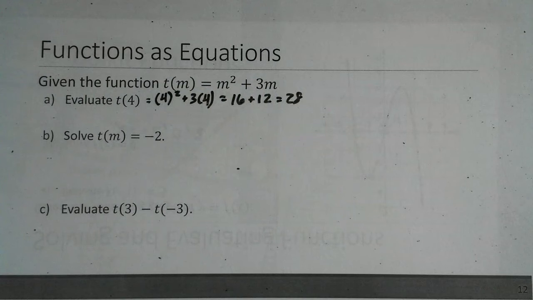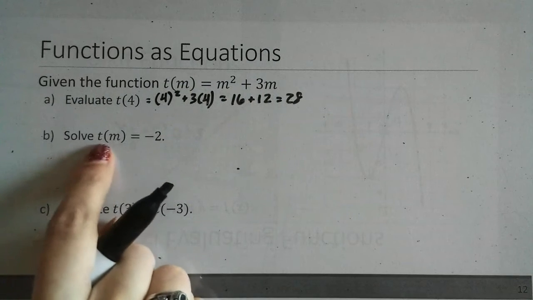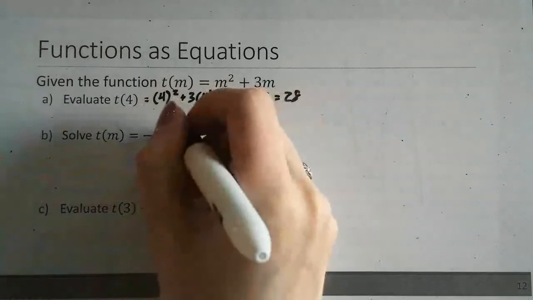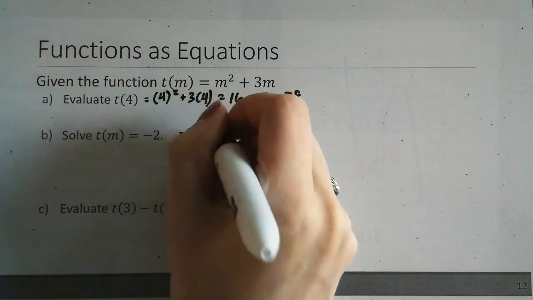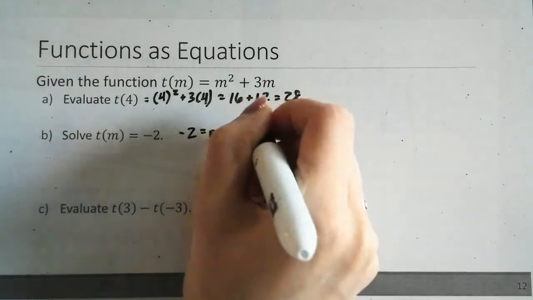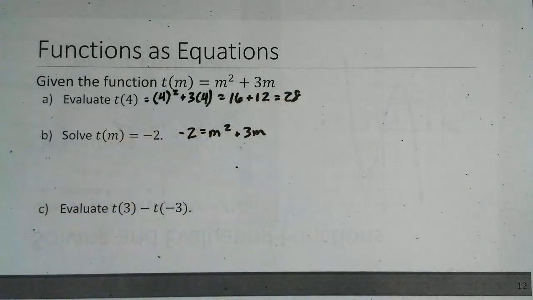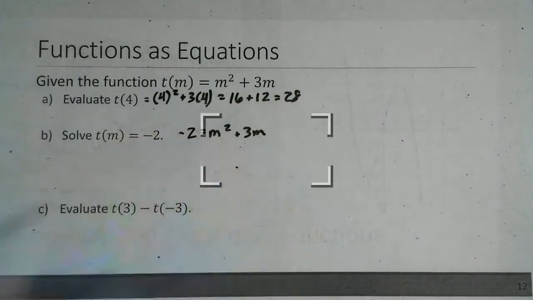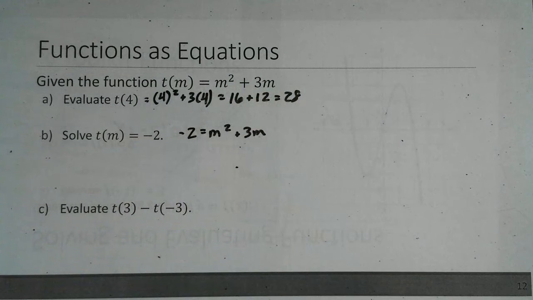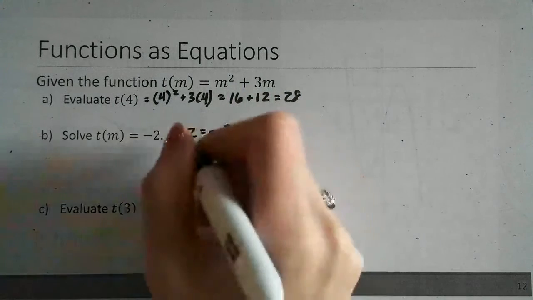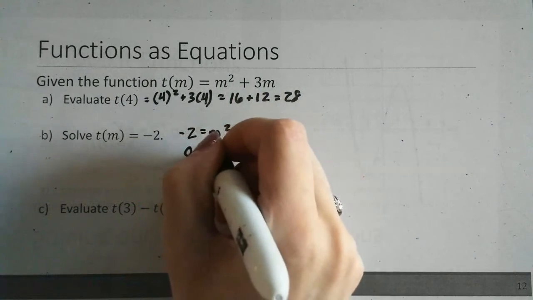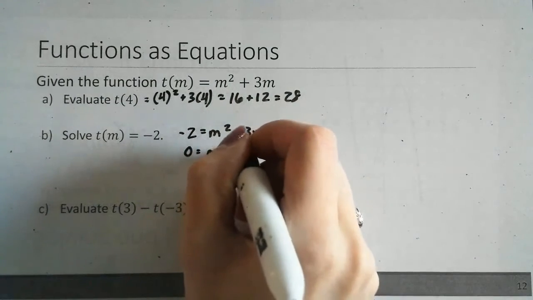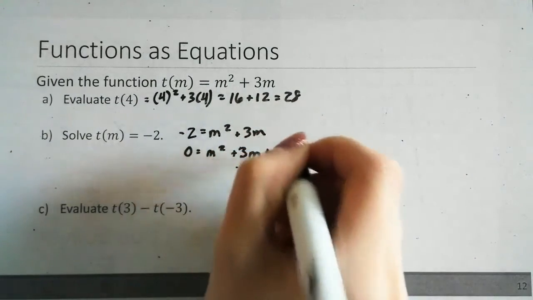For part B, we want to solve t of m equals -2. So I'm going to replace my t of m with a -2. That gives me -2 equals m squared plus 3m. This is a quadratic equation. We know that because our variable is squared. To solve quadratic equations, we have to get 0 on one side of the equation first. So I'm going to add 2 to both sides. That gives me 0 is equal to m squared plus 3m plus 2.